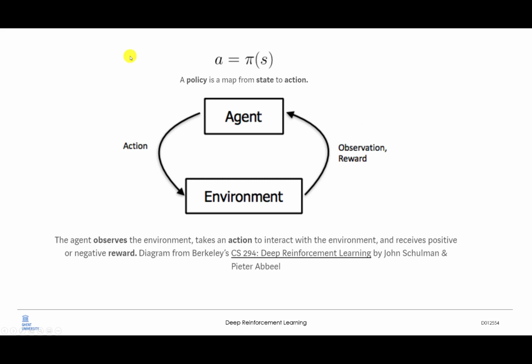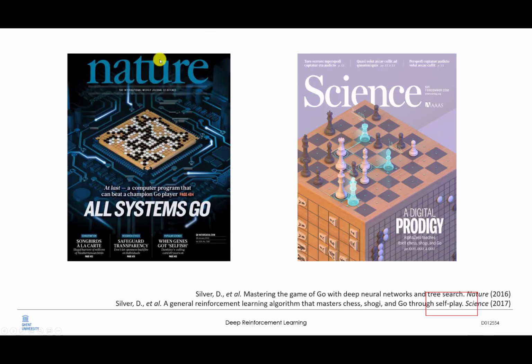Okay, so that is the framework of deep reinforcement learning. And just to show you the relevance of these models these days, we have two very recent publications that also reached the cover of the magazine: 2016 Nature, 2017 Science. These are all about how these deep reinforcement learning algorithms are able to learn to play complicated games.